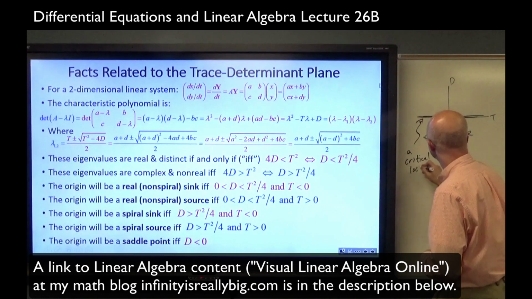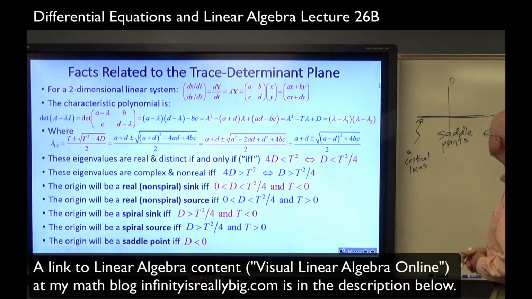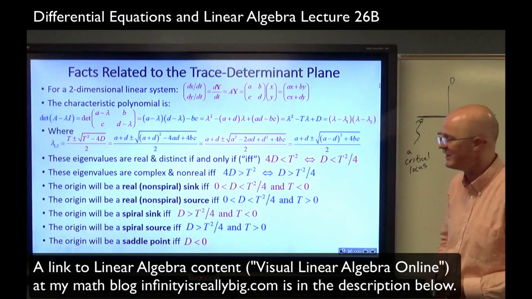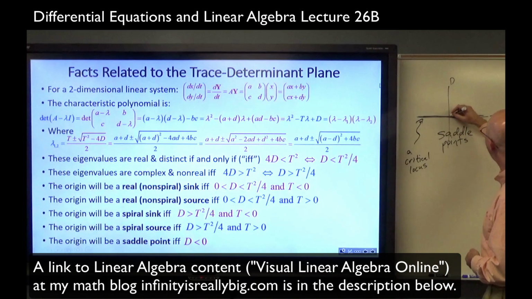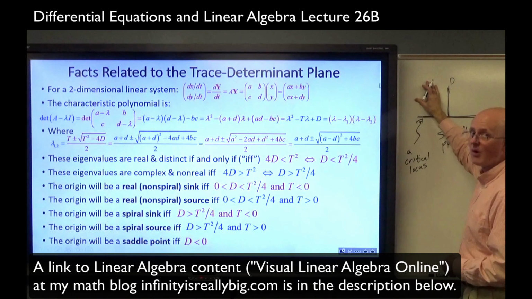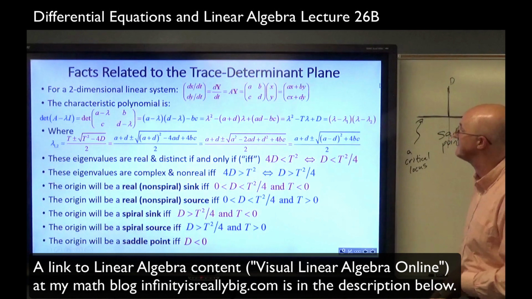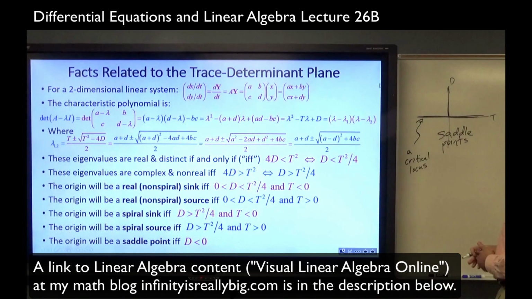Critical locus. The word locus essentially means curve of points. It is critical. It's important. It separates saddle points from other kinds of behavior. But there are 2 other critical loci. Loci is the plural of locus. One of which is the positive d-axis, where t is 0 and d is positive. As we've seen before, that separates sinks over here from sources over here, not distinguishing between spiraling and non-spiraling, when t is 0 and when d is positive.